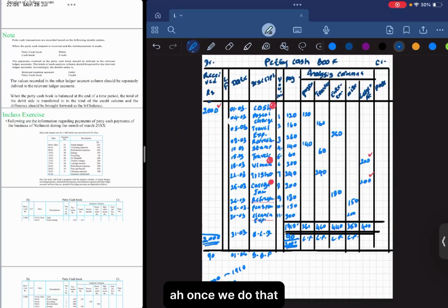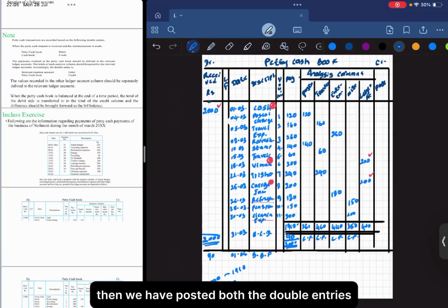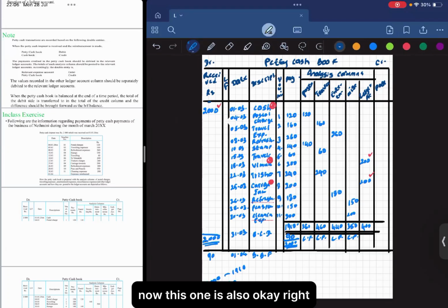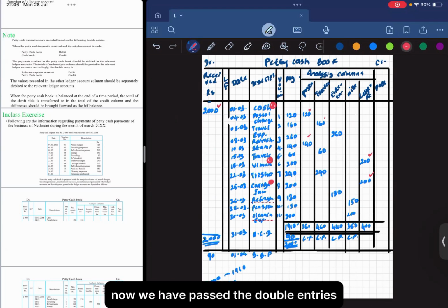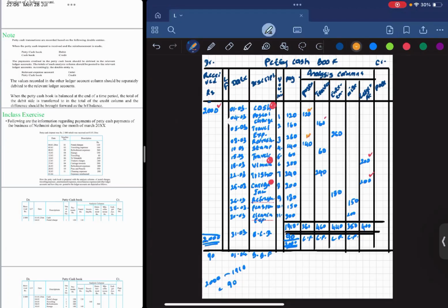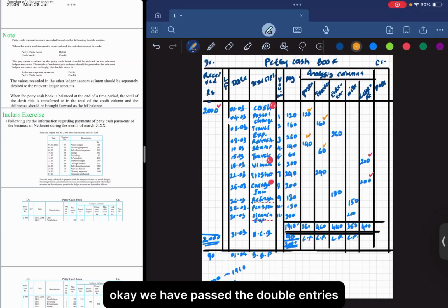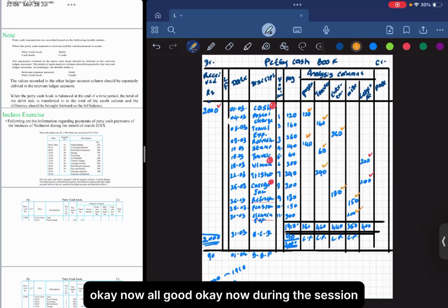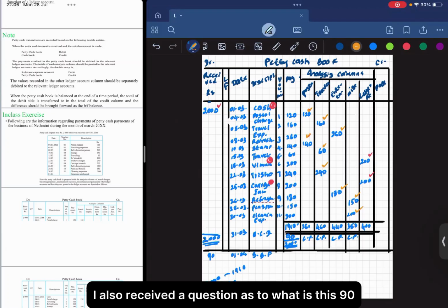Once we do that, then we have posted both the double entries of all the entries. Okay. Now this one is also okay, right? These are also okay. Now we have passed the double entries. We will mark it in a different color. Okay, now all good.